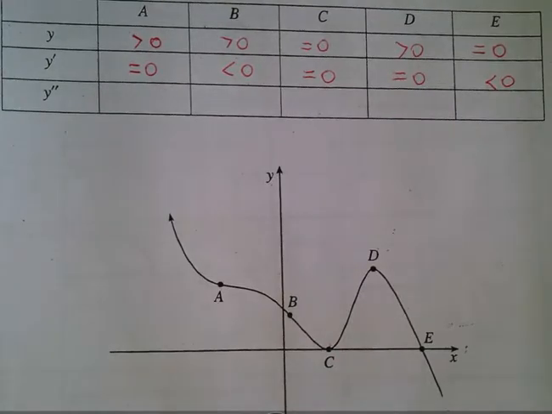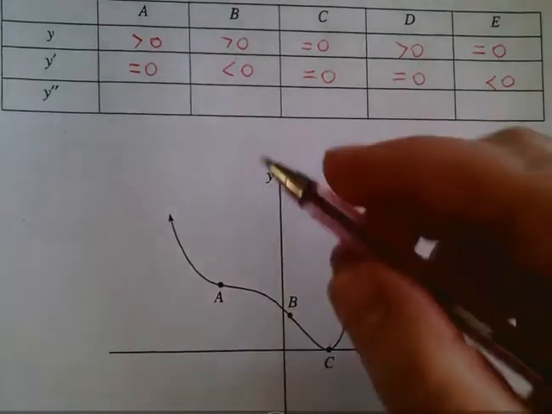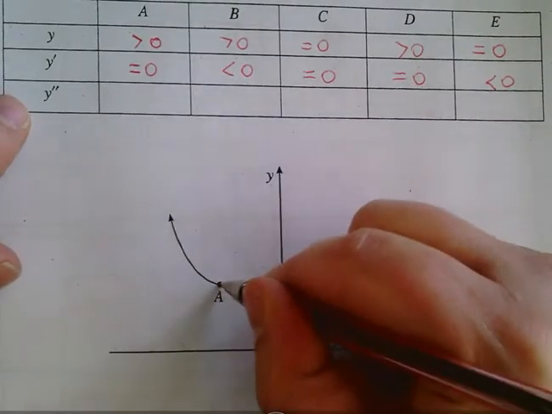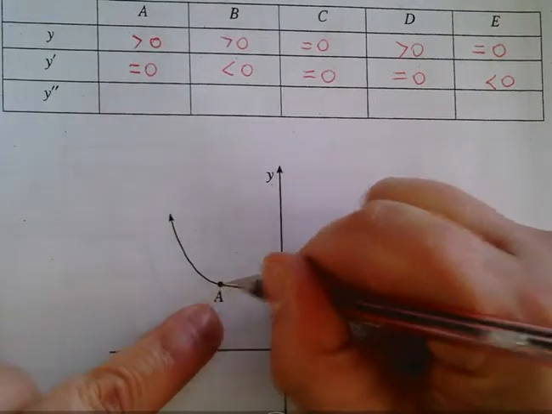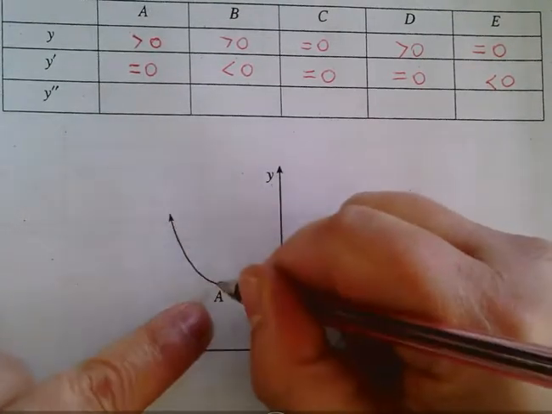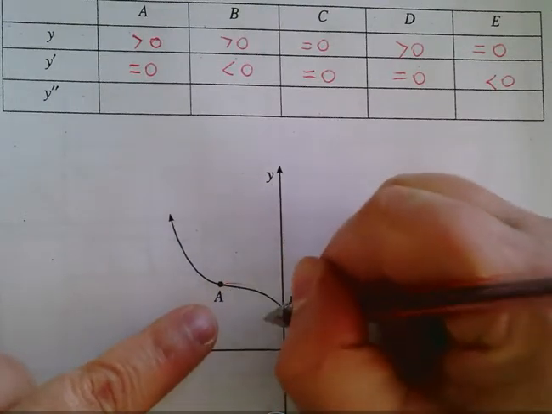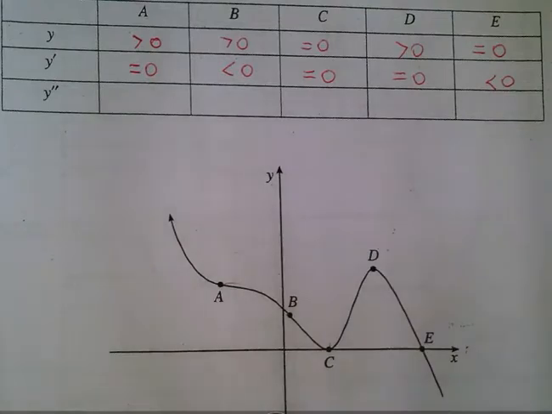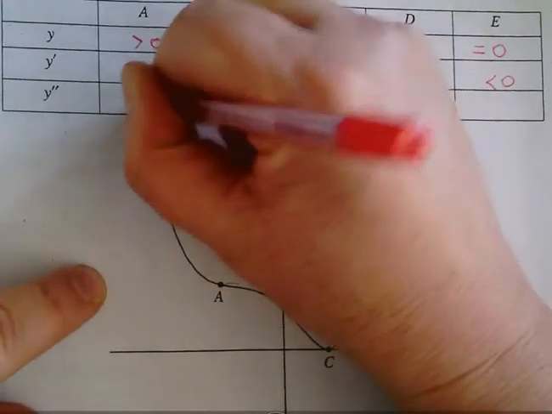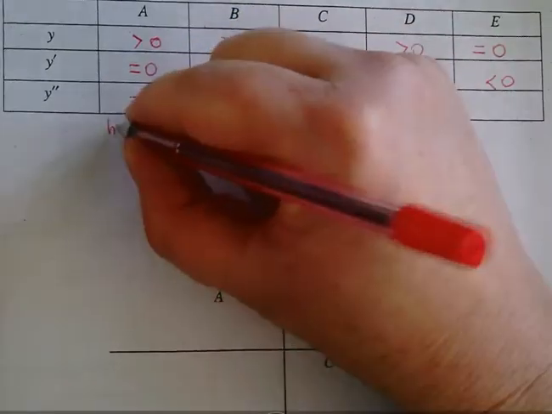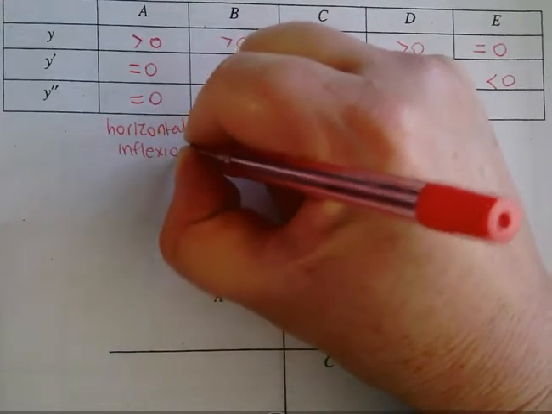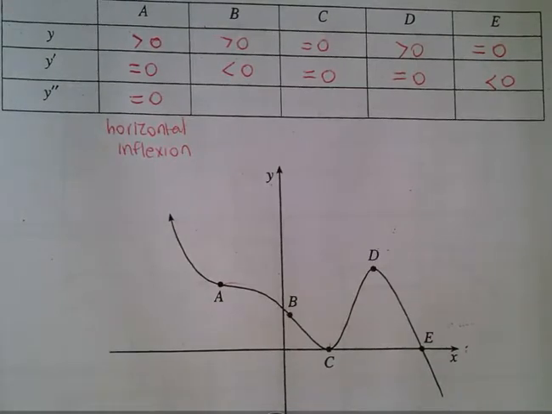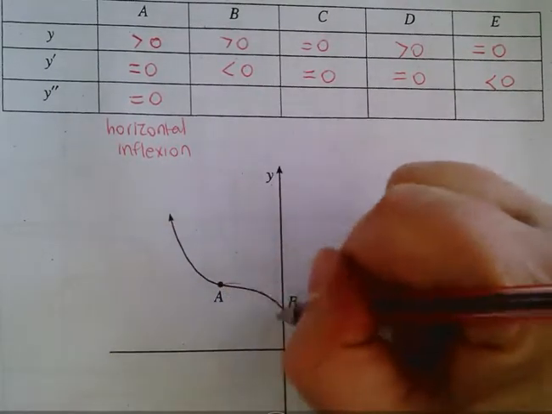Whatever. Now let's look at y double dash. At A, look, concave up, concave down. This is an inflection. Concave up means second derivative greater than 0. Concave down means second derivative less than 0. There must be a second derivative equal to 0 between them. That's a point of inflection. So that second derivative there is 0. Here we have a horizontal inflection because the first derivative equals 0, the second derivative equals 0, and I can see a concavity change, concave up, concave down, right?